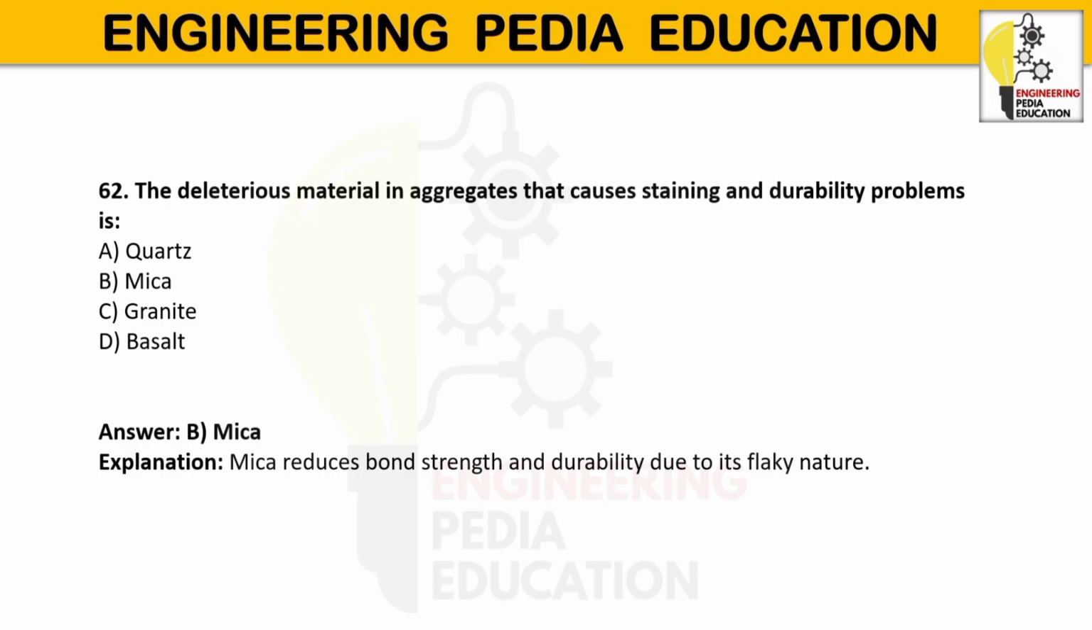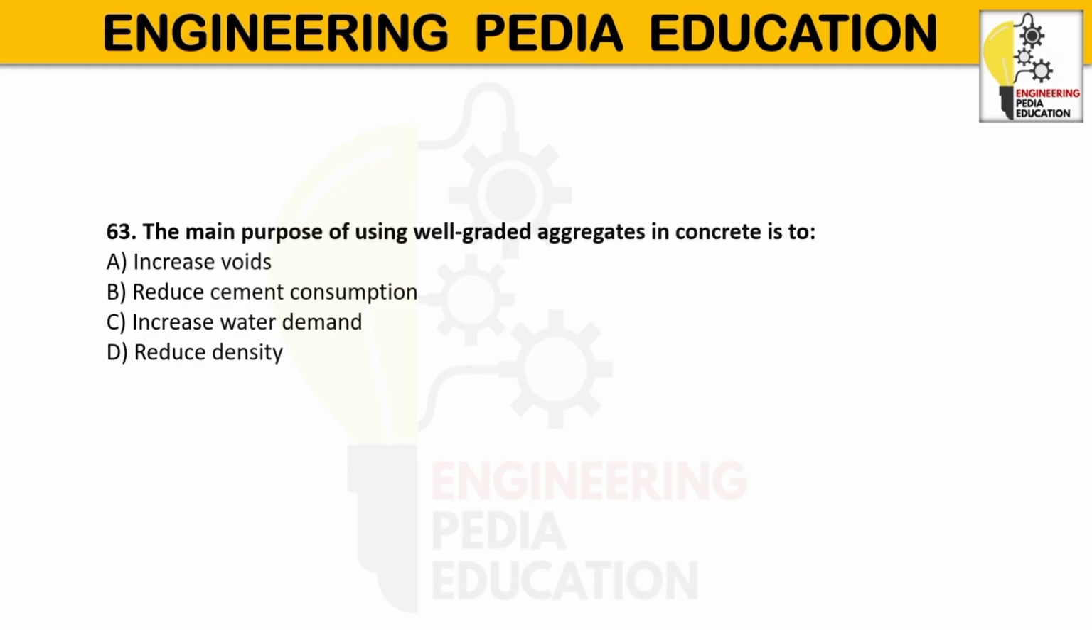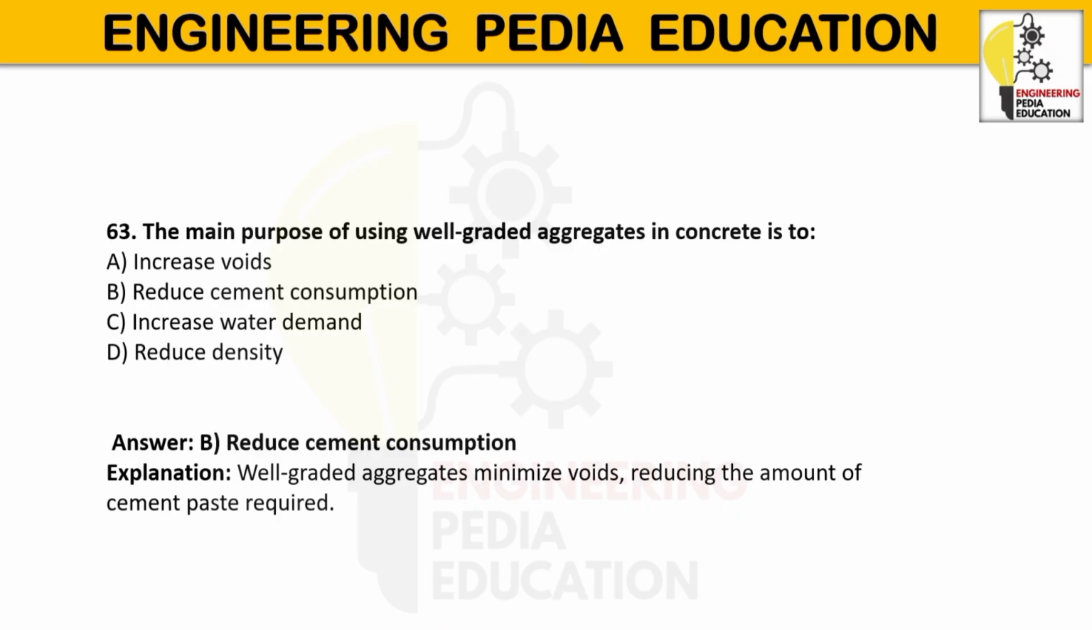The main purpose of well-graded aggregate in concrete is to increase void, reduce cement consumption, increase water demand, reduce density. So the option is reduce cement consumption. Well-graded aggregate minimizes voids, not increases voids. It reduces the amount of cement paste required. As the cement paste requirement is reduced, the correct option is reduce cement consumption.